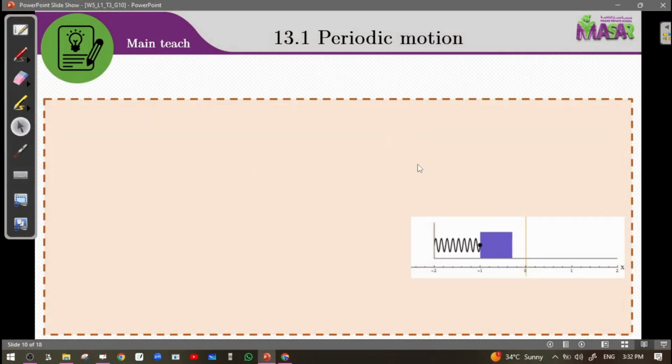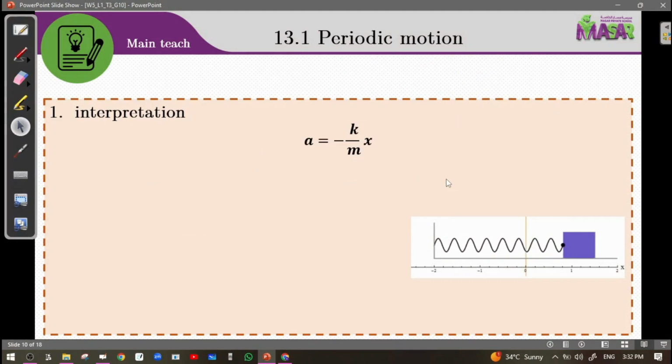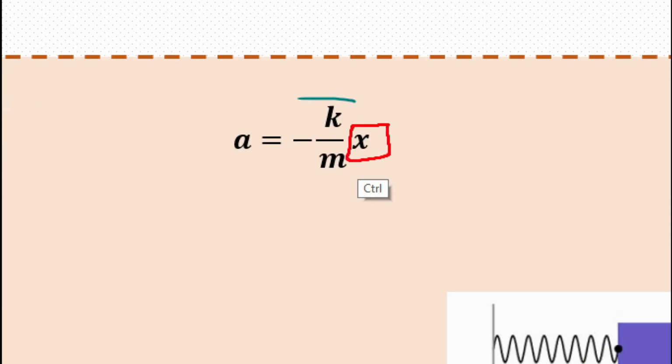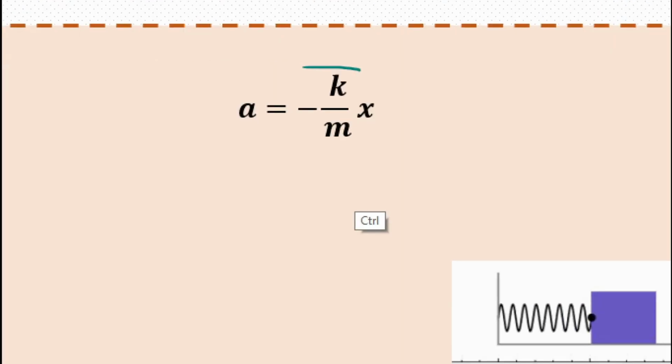Now let's take a close look at this equation: a is equal to minus k over m times x. As we can see here, x and a are proportional, which means if we increase x, a will also increase. And if we decrease x, the acceleration will also decrease.